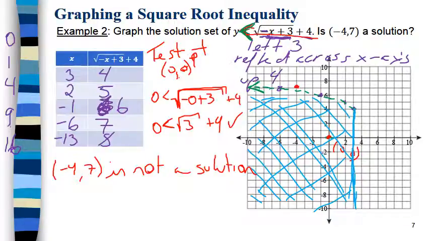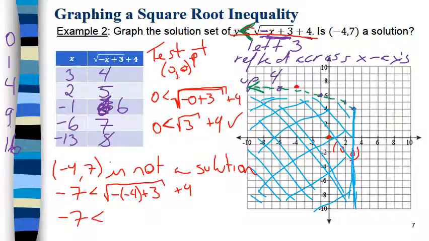Or you could just test it algebraically. So is 7 less than the square root of the negative of negative 4 plus 3, plus 4? So 4 plus 3 is 7. So is 7 less than the square root of 7 plus 4? The square root of 7 is between 2 and 3, so a little bit less than 3. So 7 would have to be greater than this because this is less than 3. So this is not going to work.